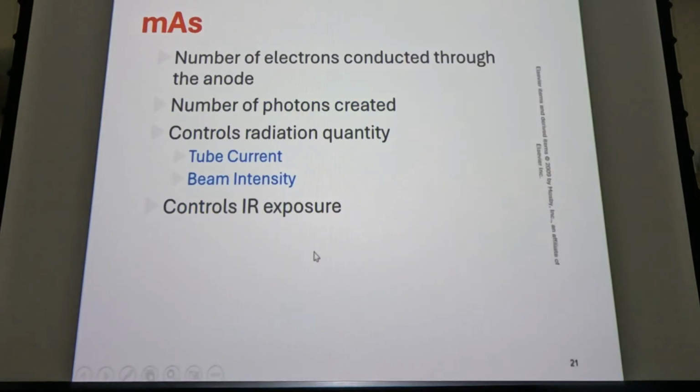So mAs is the number of electrons that are conducted through the anode, and it directly impacts the number of photons we create. And that's why we use it to control radiation quantity, right? Does kVp control quantity?